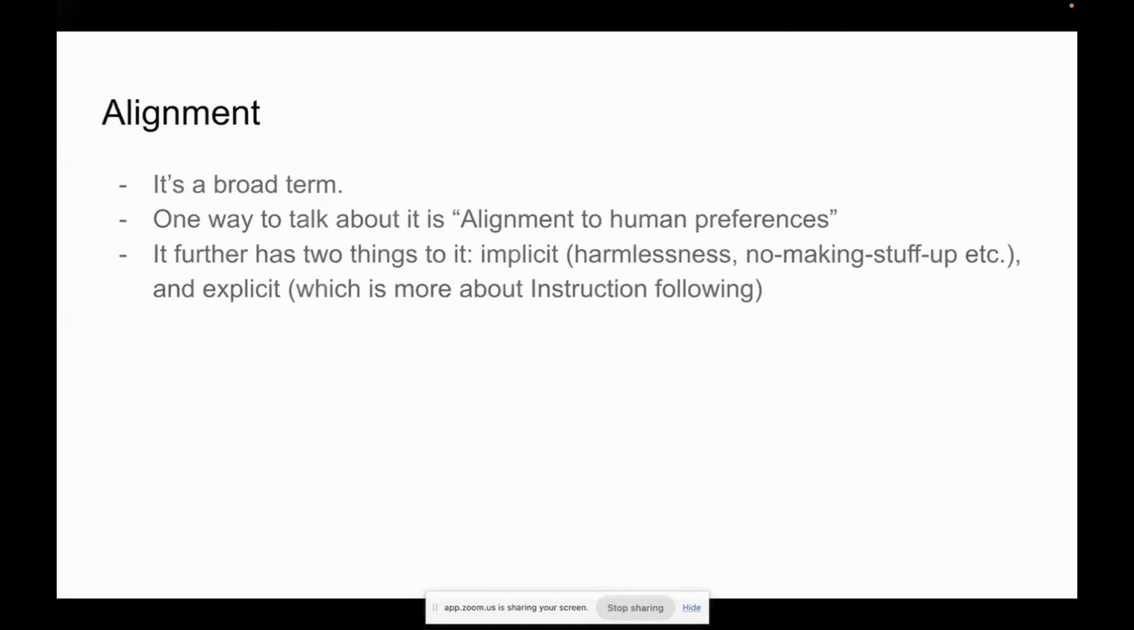But basically, the idea here is that there are two things needed for these language systems or dialogue systems to be useful to us as humans. One is the capability aspect, which is majorly addressed at the pre-training stage. The second is the alignment aspect, which actually comes after pre-training.